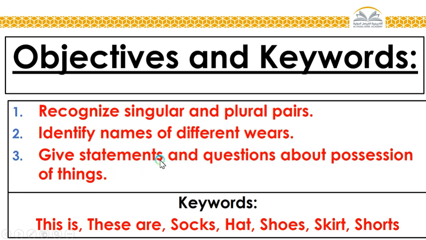Now this simply means you're going to be looking at singular and plural clothing. You're going to be talking about our clothes, our hats, our jumpers, jackets, pants, shorts, socks, shoes. So you're going to be identifying the names of the clothing. The keywords are: this is, these are, socks, hats, shoes, skirts, and shorts.